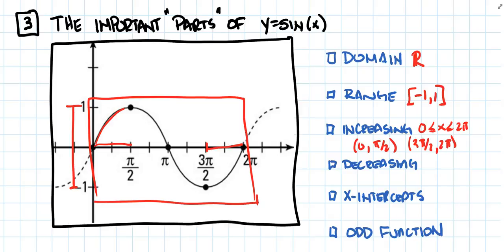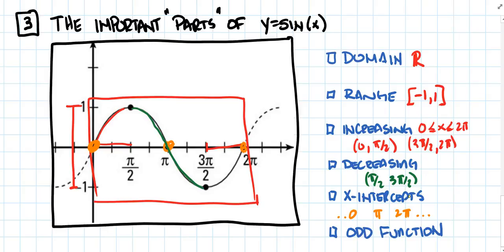Similarly, it's decreasing from π/2 all the way to 3π/2. The x-intercepts are anywhere the graph crosses the x-axis. So it crosses at 0, at π, and at 2π. It looks like it's any whole-integer multiple of π, as we would say for that one. But if I'm only considering the interval from 0 to 2π, it would be 0, π, and 2π.